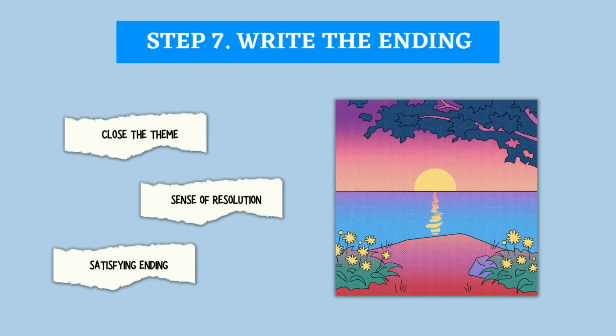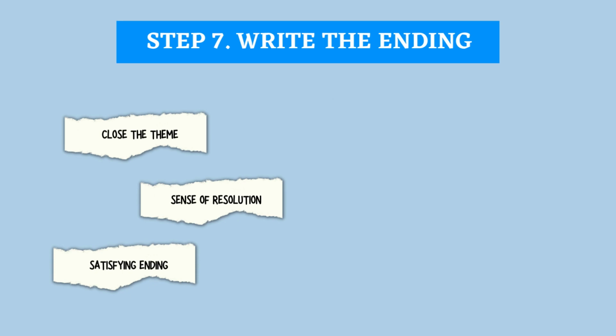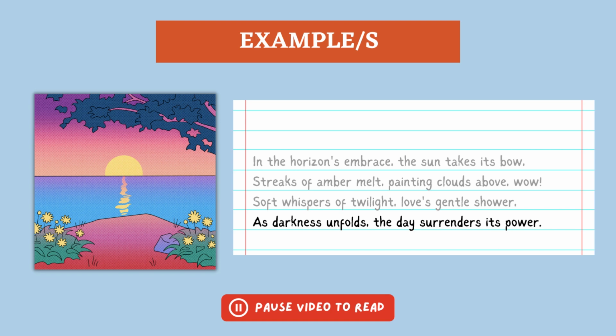Step 7. Write the ending. Conclude your poem with a closing line or stanza that wraps up the theme or brings a sense of resolution. Take a look at this example.